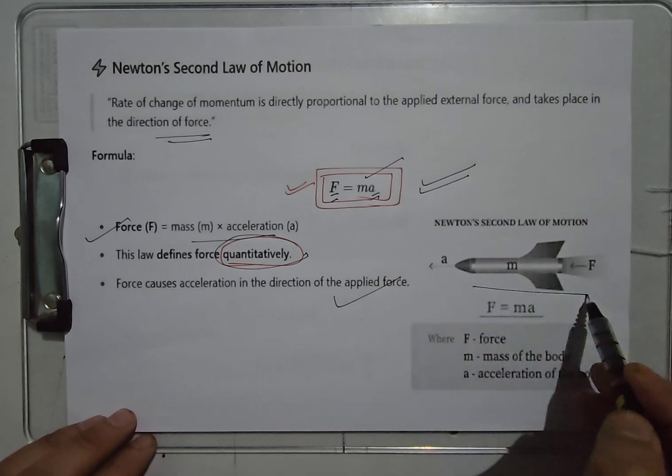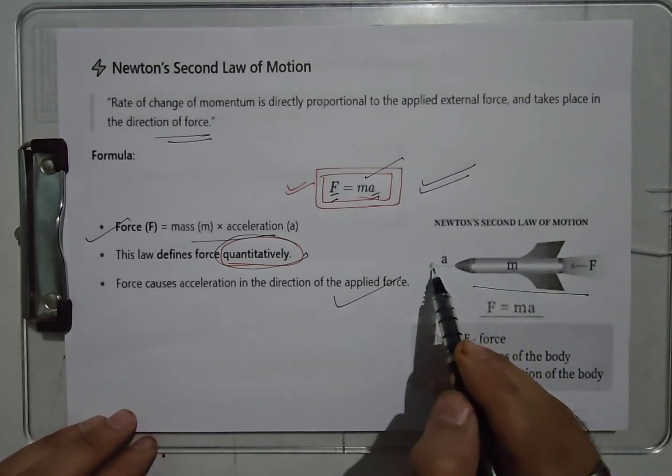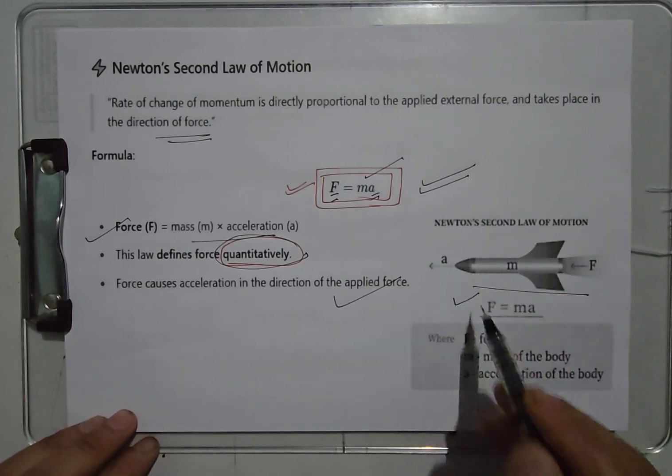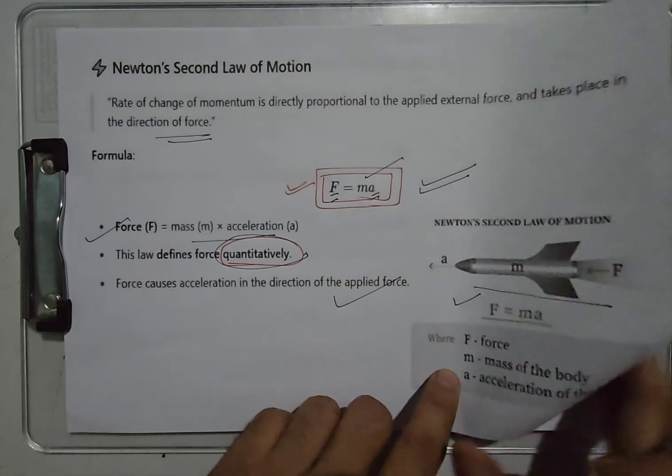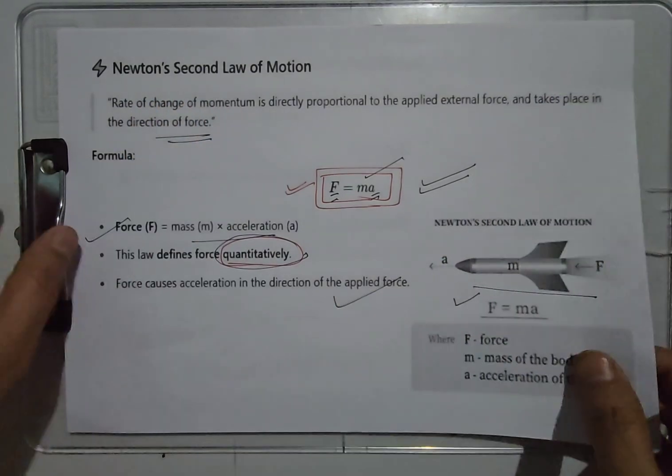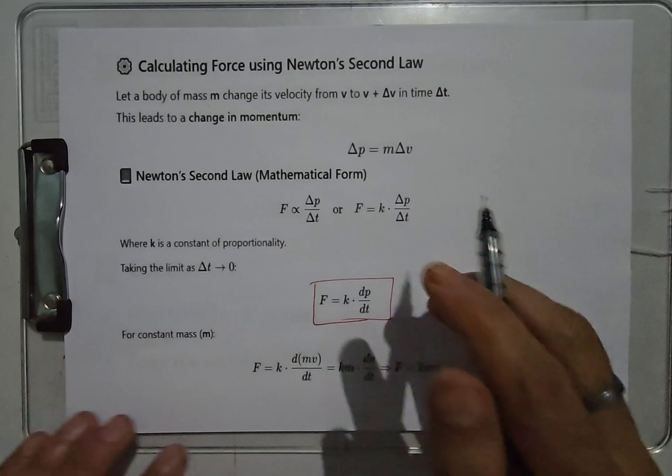For example, you can take the example of an aeroplane in which the acceleration is in the forward direction, and the force is acting in the same direction, which means F is equal to m into a. So force, mass and acceleration are related by Newton's second law. I think you get it. Next is how to calculate the force using Newton's second law.